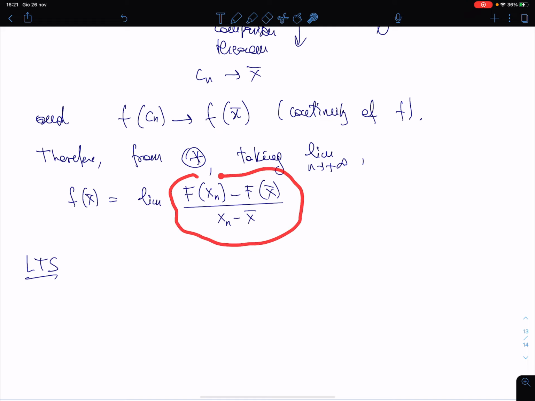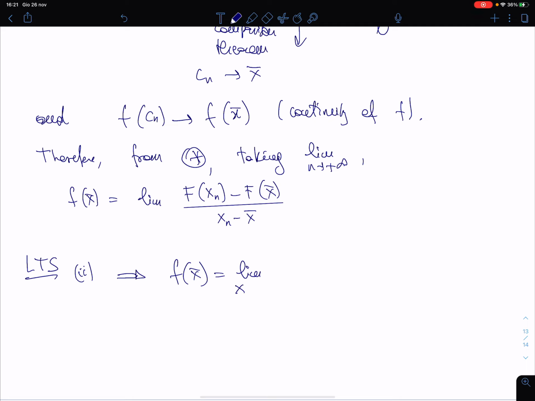And now we apply the limit through sequences theorem that says that for every sequence such that xn goes to x bar, there is this equality, so it is the first, the easy part of the theorem. Oh, not, sorry, it is the difficult part, the second. LTS tells us that this implies f of x bar is equal to the limit for x going to x bar of capital F of x minus capital F of x bar divided by x minus x bar.